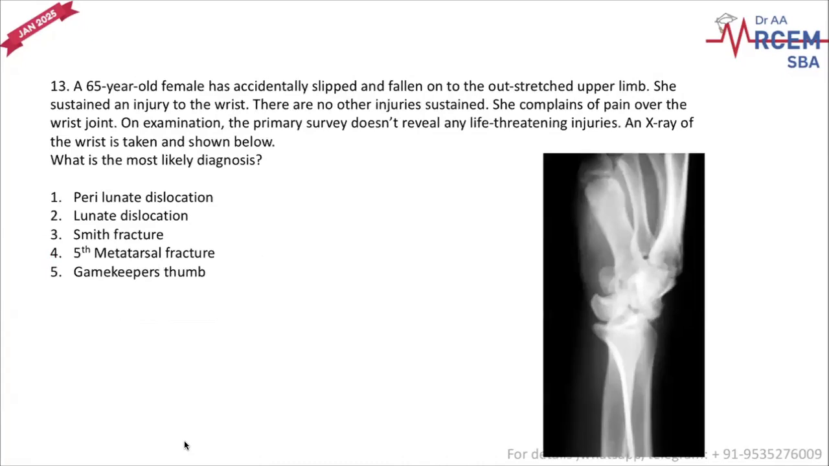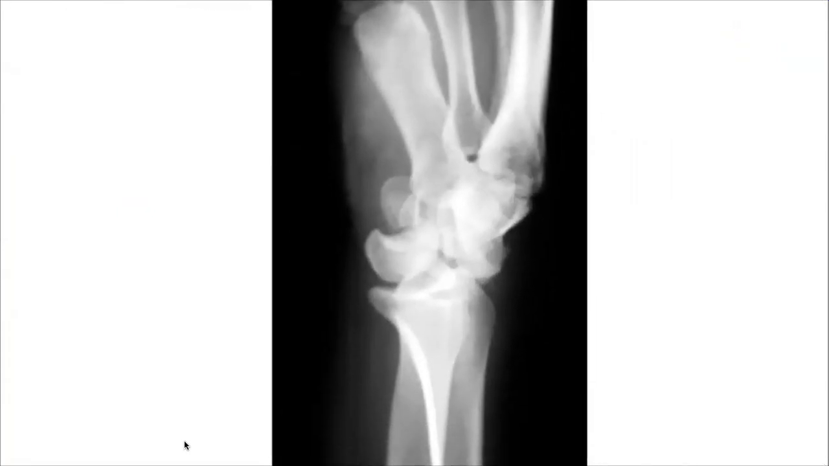A 65 years old female has accidentally slipped and fallen on the outstretched upper limb. She sustained an injury to the wrist. There are no other injuries sustained. She complains of pain over the wrist joint. On examination, the primary survey is completely fine. No life-threatening injuries are there. An X-ray is taken and shown below. What's the likely diagnosis? Let us see this X-ray.